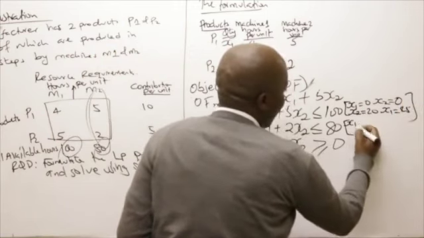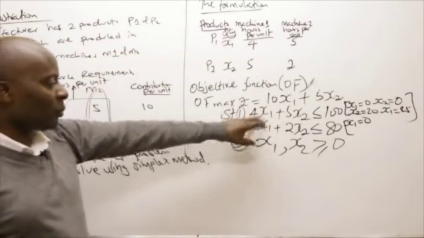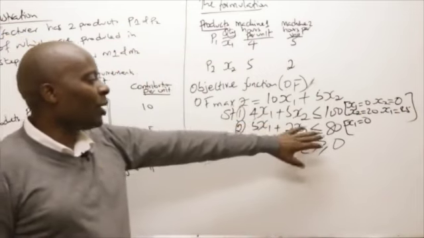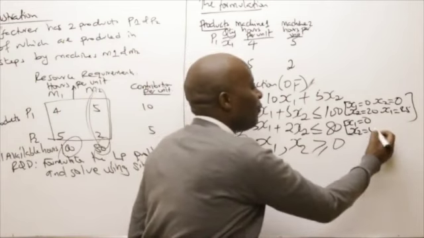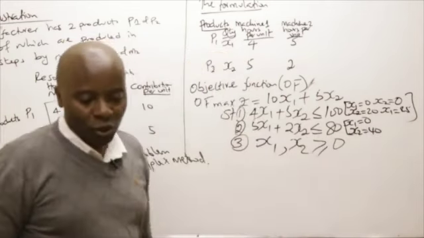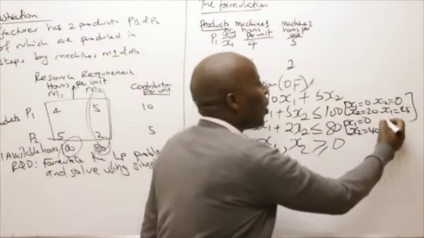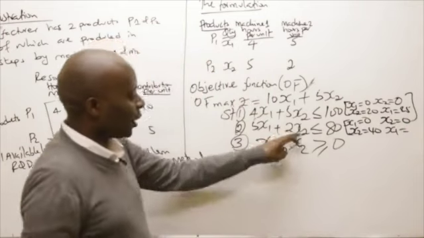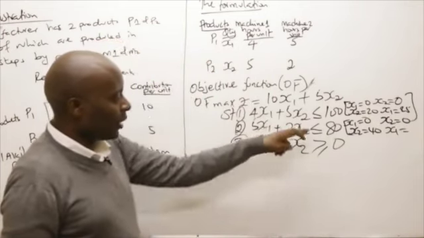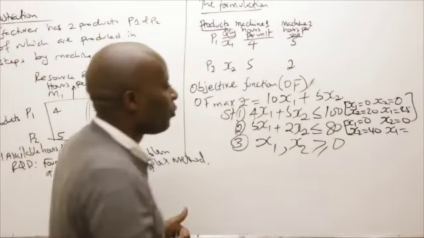Second equation, when x1 is 0, this disappears. Then we'll have 2x2 being equal to 80. Then x2 automatically will be what here? Somebody, 40. x2 will be 40. Thank you very much. How about when x2 now is 0? When x2 is 0, x1 will be equal to 80 divided by 5. 80 divided by 5 gives us what figure? 16. Thank you very much.